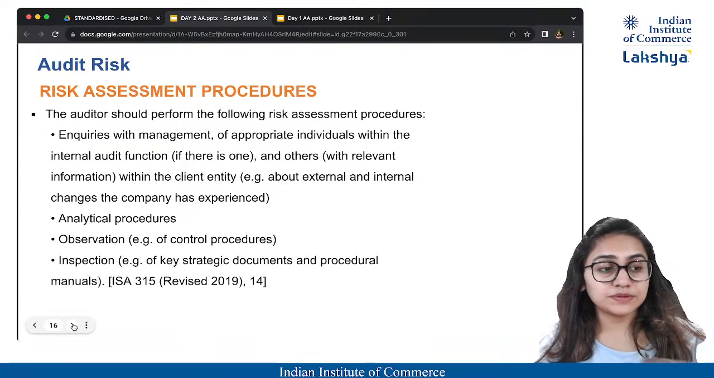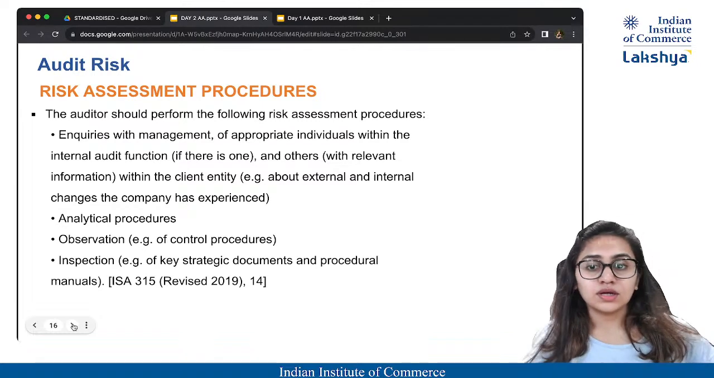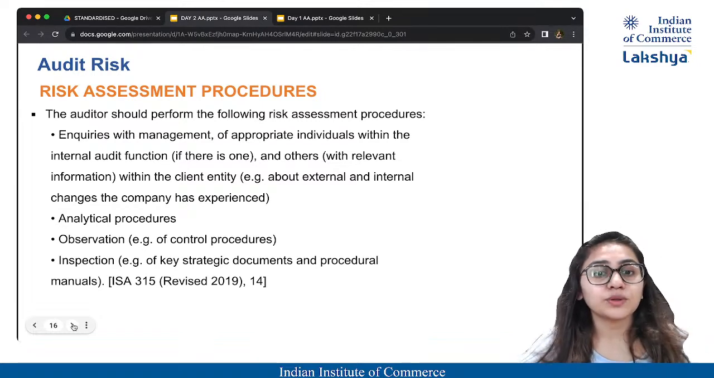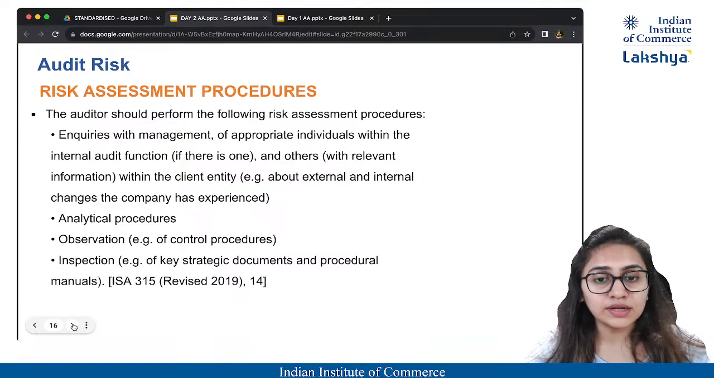So, risk assessment procedures. The next topic that we have is risk assessment procedures. The auditor should perform the following risk assessment procedures, that is, inquiries with the management, of appropriate individuals within the internal audit function if there is one, and others with relevant information within the client entity, for example about external and internal changes the company has experienced.